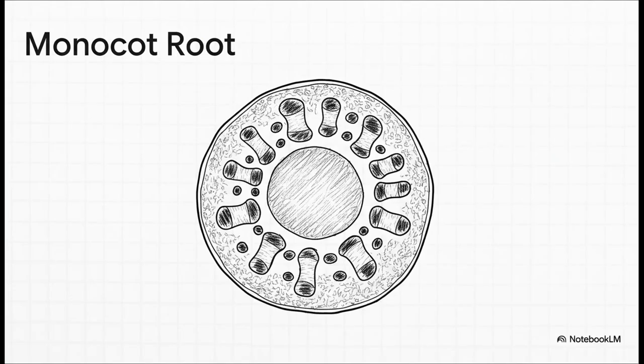Looking at the monocot root, you immediately see a different game plan. Instead of that little star shape with just a few xylem bundles, monocots have a whole bunch of them, usually more than 6, arranged in a circle around a big, well-developed pith in the center. It's a great design for soaking up water, but remember, no cambium means no secondary growth.